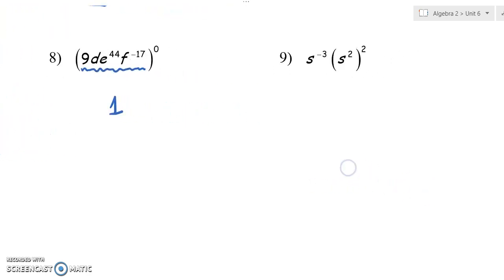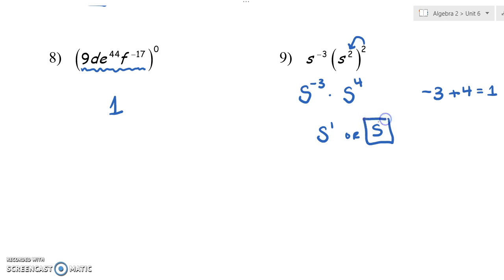For number 9, which is our last one, we have an exponent here, and we have parentheses in here. So this 2 has to multiply to the parentheses. So we have two exponents being multiplied. So we have s to the negative 3rd power times s to the 4th power. And we can go ahead and add their exponents since they are being multiplied. Negative 3 plus 4 equals 1. And that's s to the 1 power, or I know some of you just like to say s.